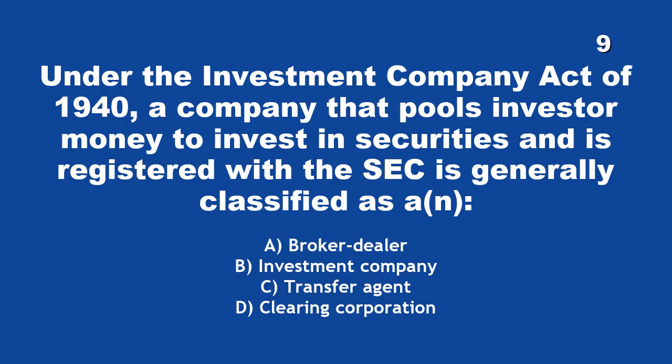Under the Investment Company Act of 1940, a company that pools investor money to invest in securities and is registered with the SEC is generally classified as an Option A, broker-dealer. Option B, investment company. Option C, transfer agent. Option D, clearing corporation. The correct answer is B, investment company.